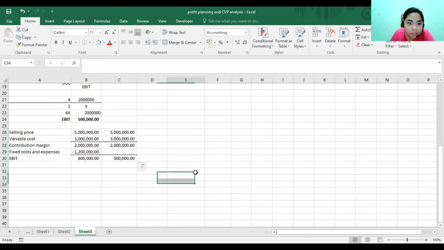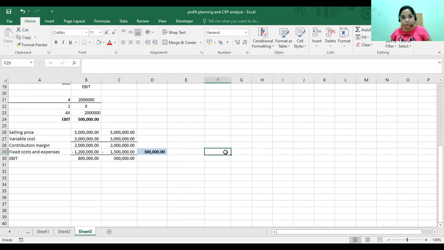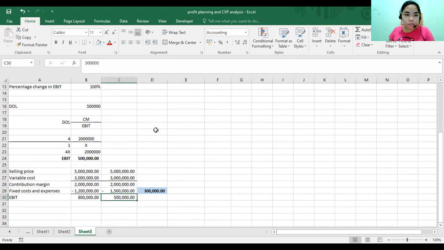What is the fixed cost? DOL is 4.0. We got the EBIT and the contribution margin is the same. So your 2 million less 500,000, your new fixed cost is 1.5 million. The increase in fixed cost is 300,000, from 1.2 million to 1.5 million, with this formula.